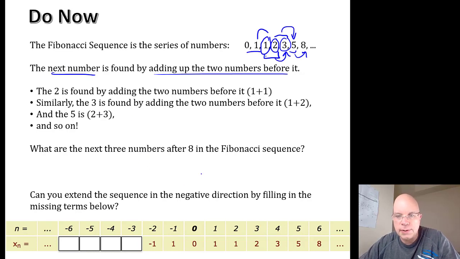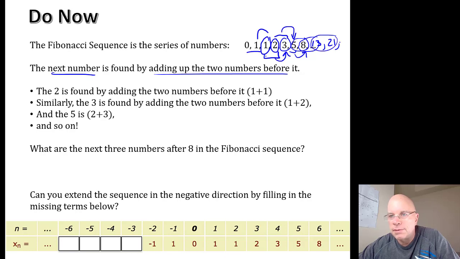So what are the next three numbers in the Fibonacci sequence? Well, after the 8, we would add the 5 and the 8. So that would be 13. And the next one would be 8 and 13, so 21. And then the third would be 34. So the answer to this first question is 13, 21, 34.